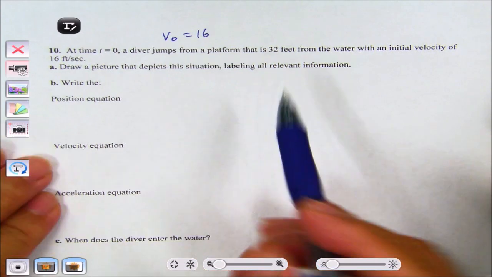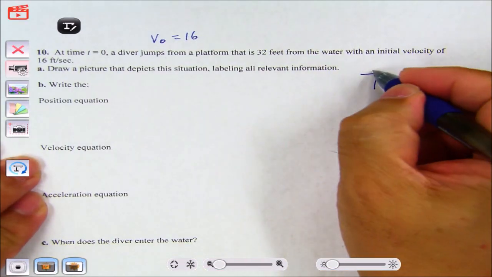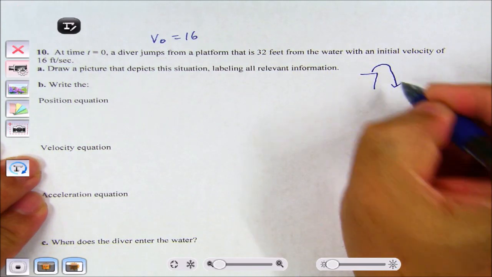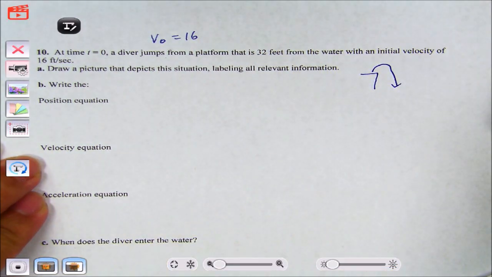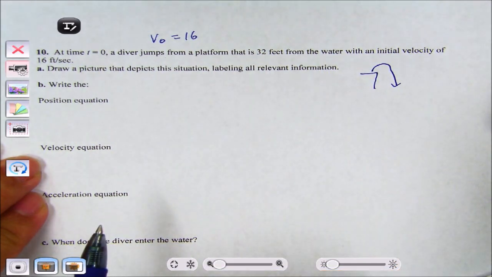So here is the platform. He's jumping up and going down. In fact, the parabola is going to look something similar to that.